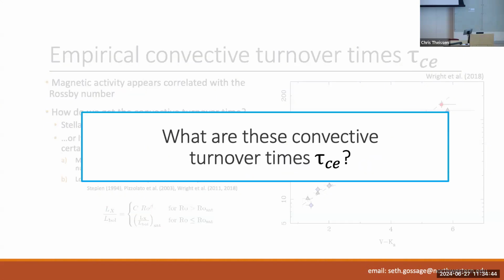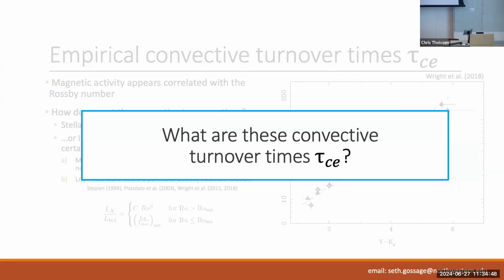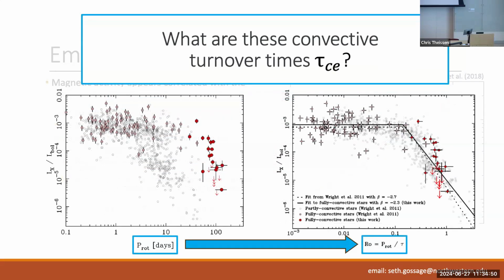We still don't exactly understand what these convective turnover times are. Right now, they're just a number that kind of gives us this nice tight relationship between the magnetic activity and the Rossby number. And you can see on the left, we have our magnetic activity versus rotation period data. When we divide this rotation period by the convective turnover time, we get this relationship, given all the assumptions that I mentioned.